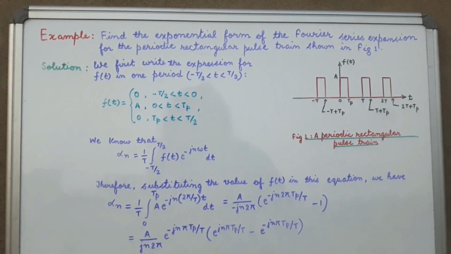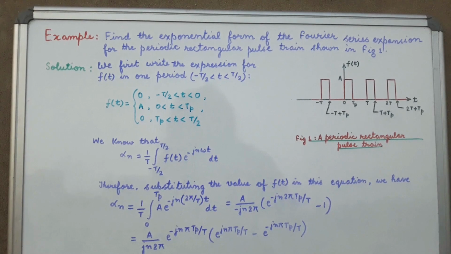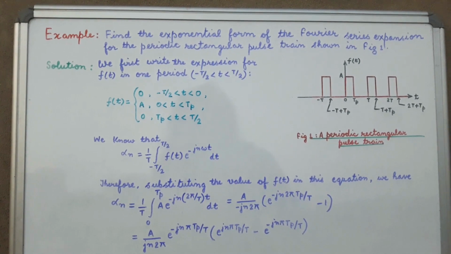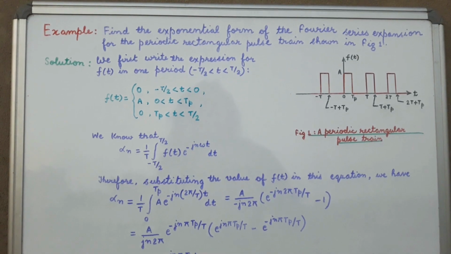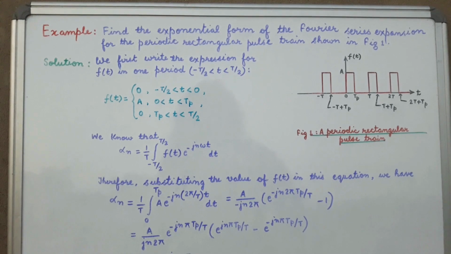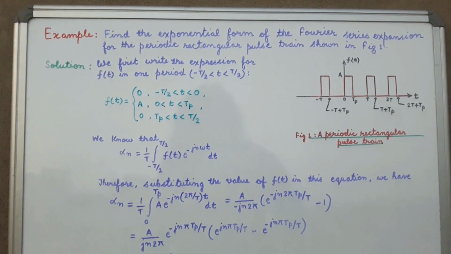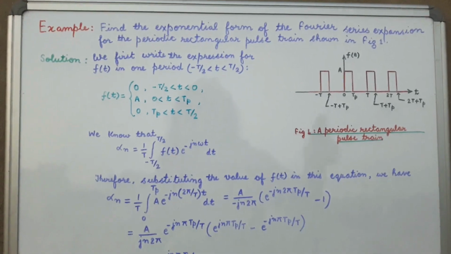In this video, we will discuss how to find the exponential form of the Fourier series expansion for a given periodic wave. We have taken an example in which we have to find the exponential form of the Fourier series expansion for the periodic rectangular pulse train shown in figure 1.